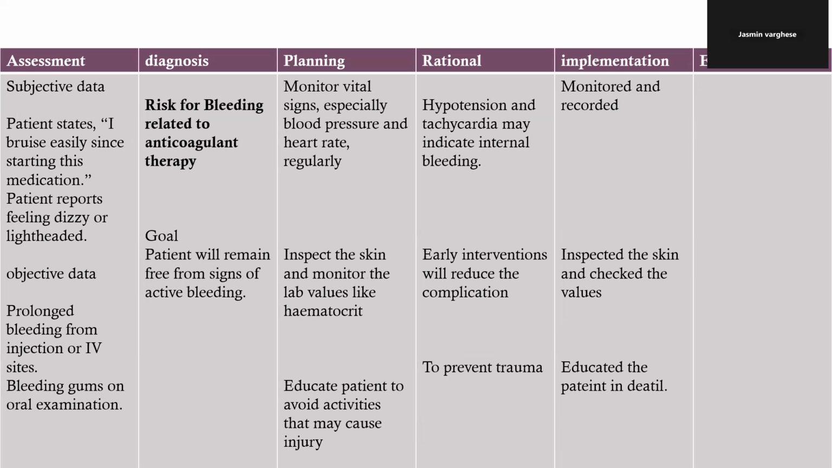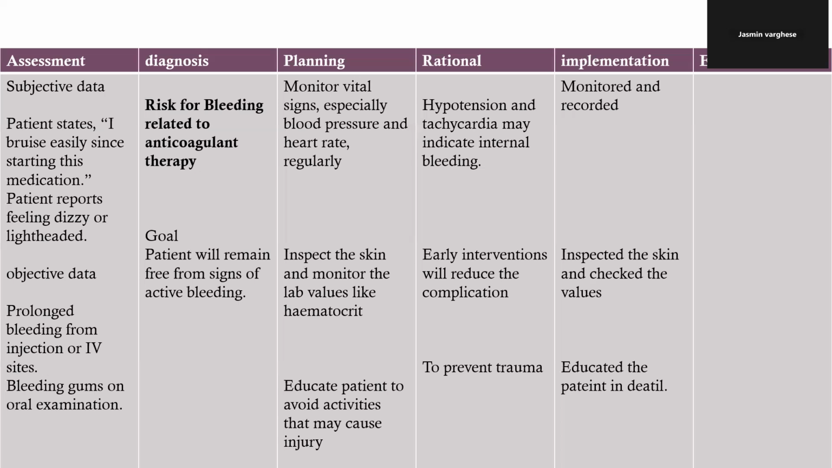Next, nursing diagnosis is risk for bleeding related to anticoagulant therapy. Subjective data. Patient states, I bruise easily since starting this medication, or the patient reports feeling dizzy or lightheaded. And in objective data, you can write prolonged bleeding from the injection site and also observe nose bleeding or gum bleeding during the oral examination. Then diagnosis, risk for bleeding related to anticoagulant therapy. Goal, the patient will remain free from signs of active bleeding.